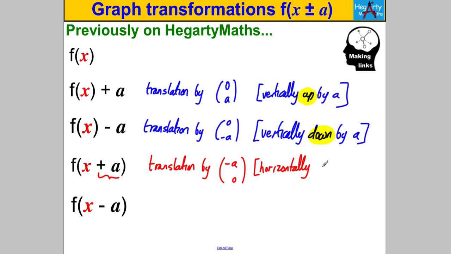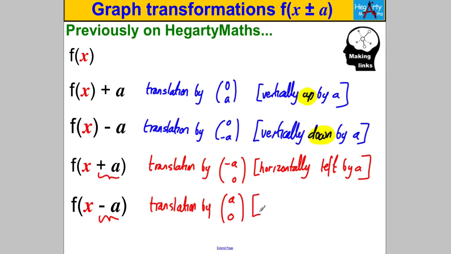and this time we're going not right but left by a, and in this case it's a translation again. It is in the horizontal direction, but when you're taking away a, you actually move to the right by positive a units, so translation by (a, 0), and again that means horizontally, right this time by a units. Okay, and there's a summary for that.